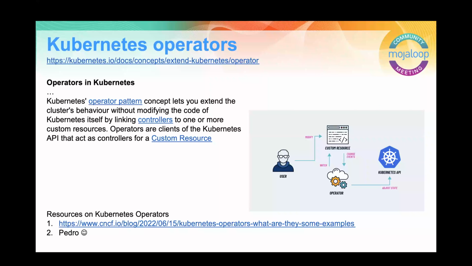And it's worth just looking at the definition from the Kubernetes website. An operator is a concept that lets you extend the cluster's behavior without modifying Kubernetes itself, but actually by linking controllers to one or more custom resources, i.e. to Kubernetes artifacts. So an operator is a client of the Kubernetes API that acts as a controller for a custom resource. What does that mean? What does that actually mean?